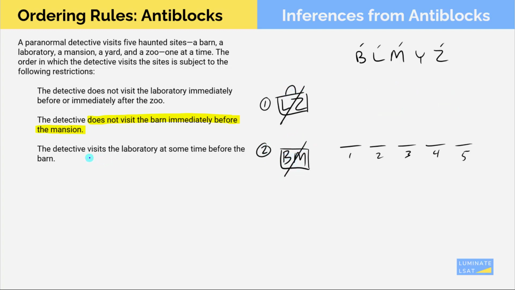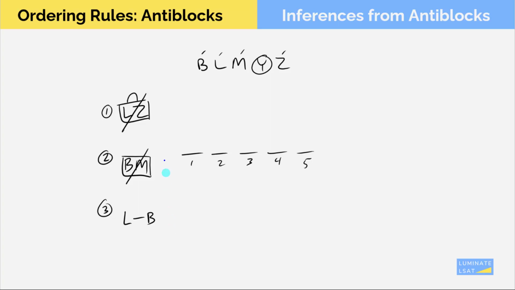And the final rule is the laboratory is visited before the barn, so that's L before B. Every letter except for the Y is mentioned in a rule, so let me go ahead and circle the Y as our free agent. And now let's talk about inferences between these rules and potential connections.